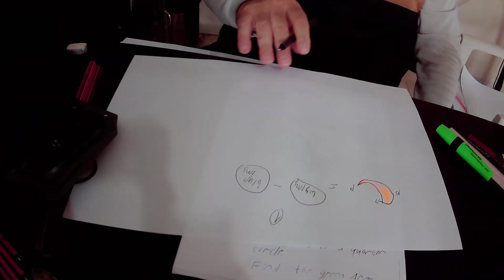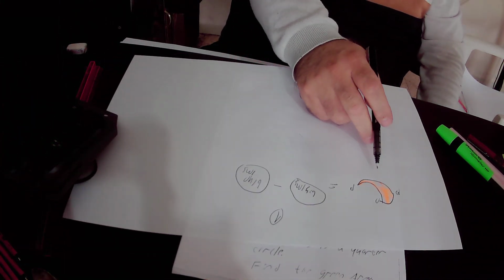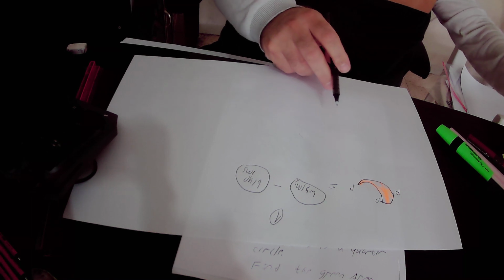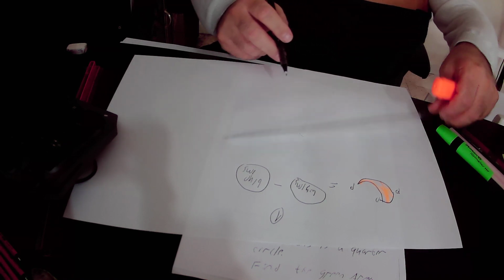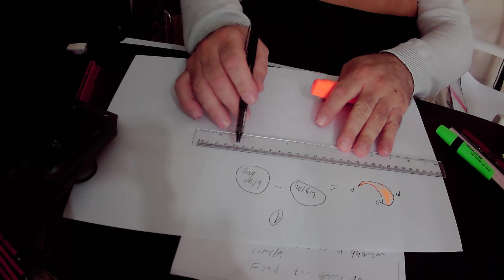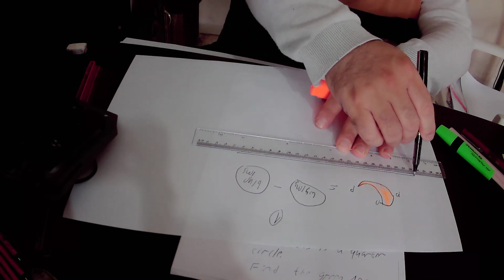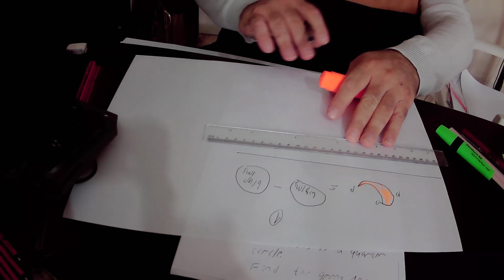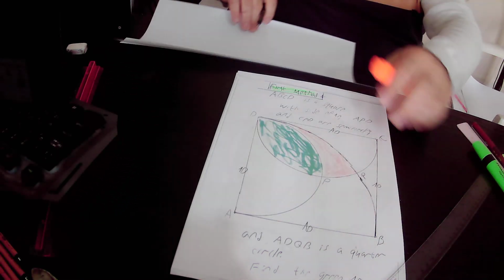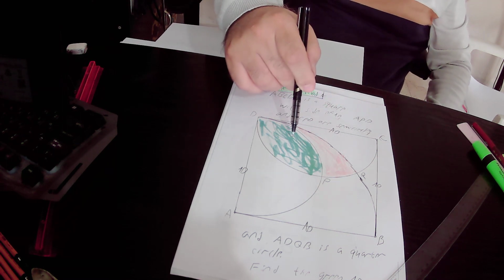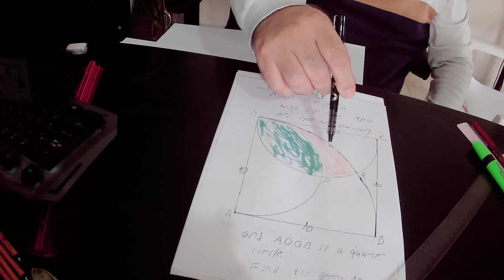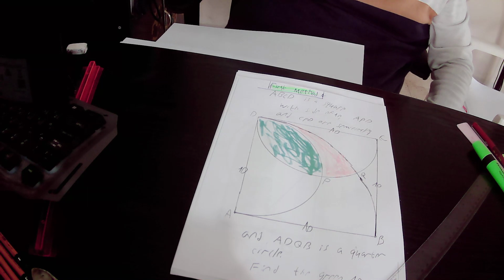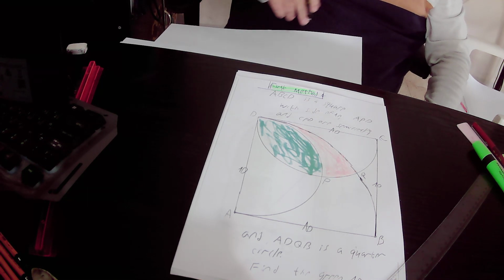And repeat again, the area that we are looking for is the area of the orange shape, and the area of the orange shape equals the area of the big lens minus the area of the blue lens. Okay, the area of the big lens minus the area of the blue lens will give us the area of the orange shape DPQ.